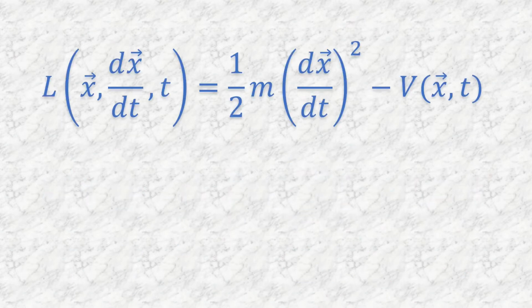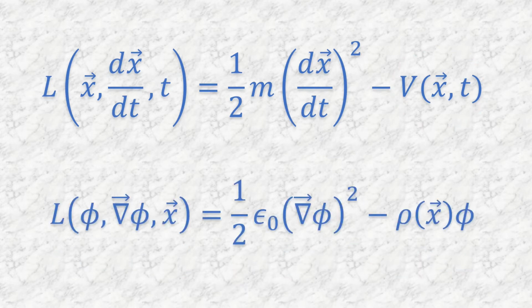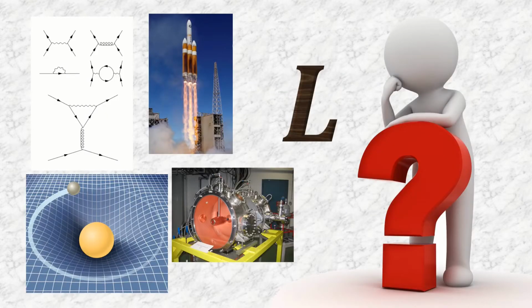For example, the Lagrangian for a particle is given by the kinetic energy minus the potential energy, and the Lagrangian for the electrostatic potential is given by the energy density of the electric field minus the potential energy of the charge distribution. Now, how does the Lagrangian encode the laws of physics?